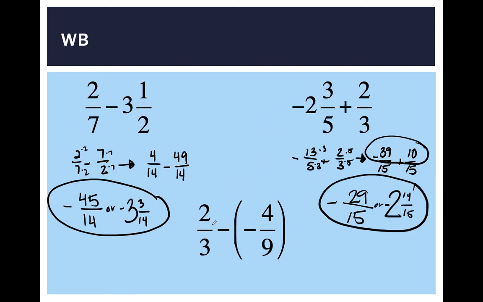All right, and for our last one, I'm going to do this first double negative, just so we don't even have to think about it again, becomes a plus. So 2/3 plus 4/9 is really all we're working with here. Make that one a little bit easier. Change the denominator to 9, so we have 6/9 plus 4/9 equals 10/9, or 1 1/9.